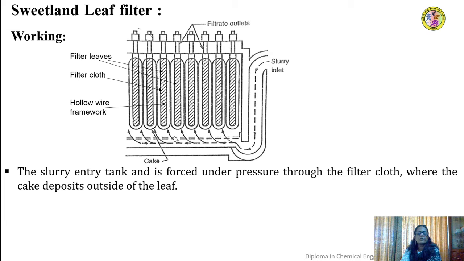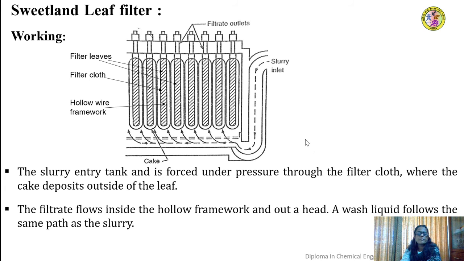Then it will be forced to flow through the filter cloth where the cake deposits outside the leaf. When pressure is applied by means of feeding the slurry using a pump, the slurry enters and fills the space around the leaf and will be forced to flow through the leaf. During this, the solid gets deposited as a layer on each leaf, but the liquid will enter the wire mesh passing through the filter cloth and then will flow in the upward direction through each of these suspended leaves.